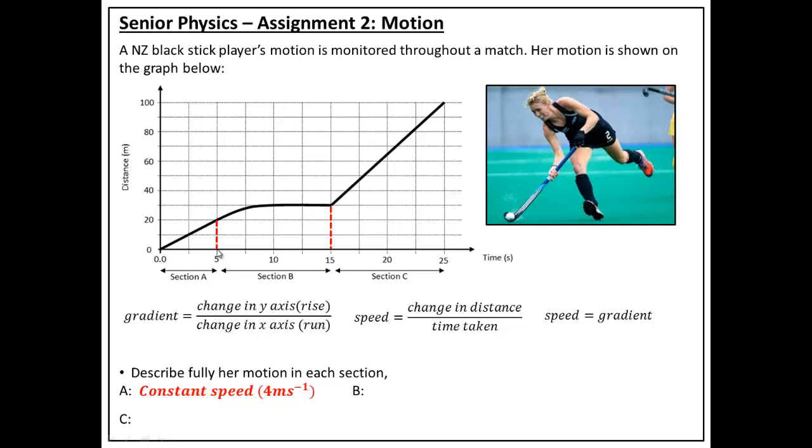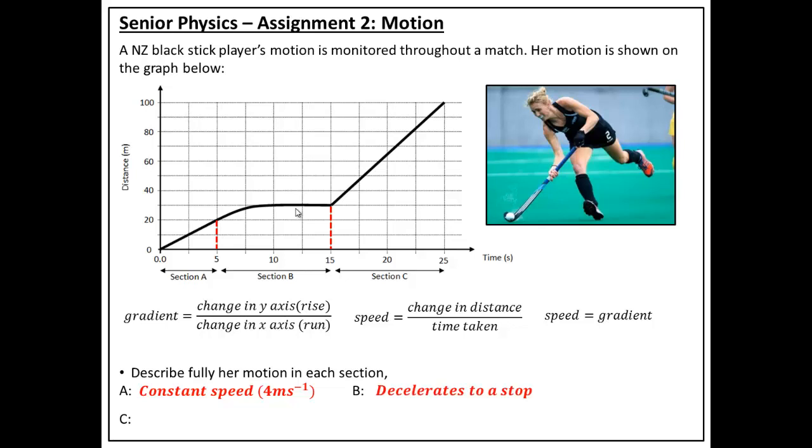For part B, the next 10 seconds, the gradient here gets less and less and eventually is a flat line. Well, a flat line on a distance time graph is where our hockey player will have a speed of 0, so they'll be stationary, and where the gradient decreases, our hockey player's speed must be decreasing, and we call that deceleration. So they're decelerating to a stop.